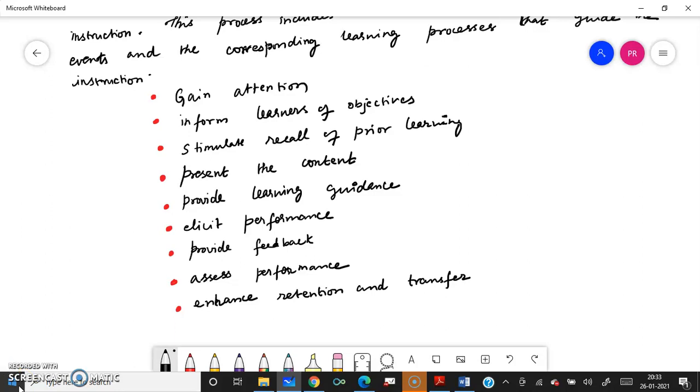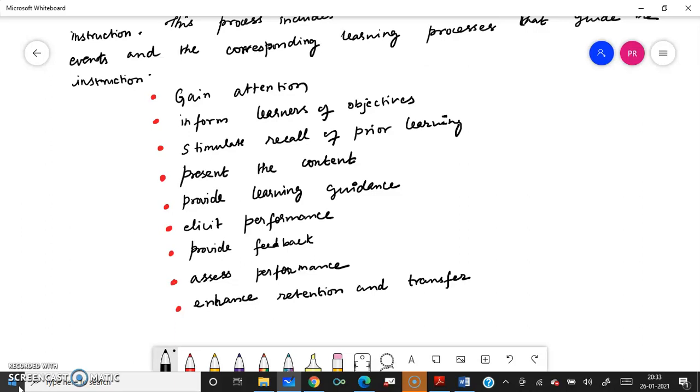So: inform learners of the objective, stimulate recall of prior learning, present the content. The next step is to present the content you are going to teach. Then provide learning guidance. After presenting the content, you help them with how they are going to learn. Next is eliciting performance. Give some examples of whatever you have taught. Then give them feedback. They have done something, no? Some question you ask them to solve. Then give them feedback.